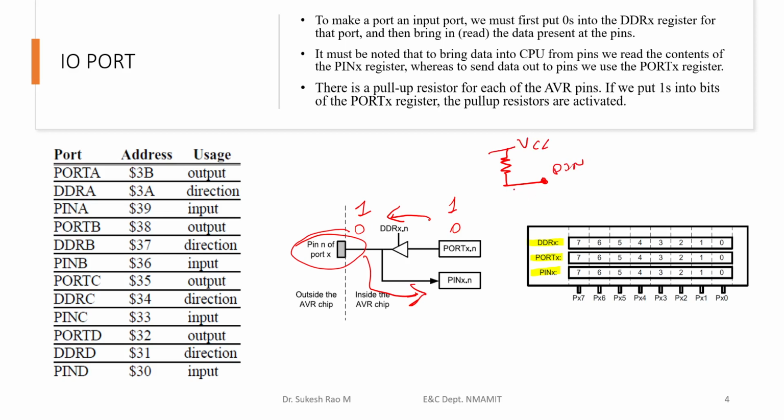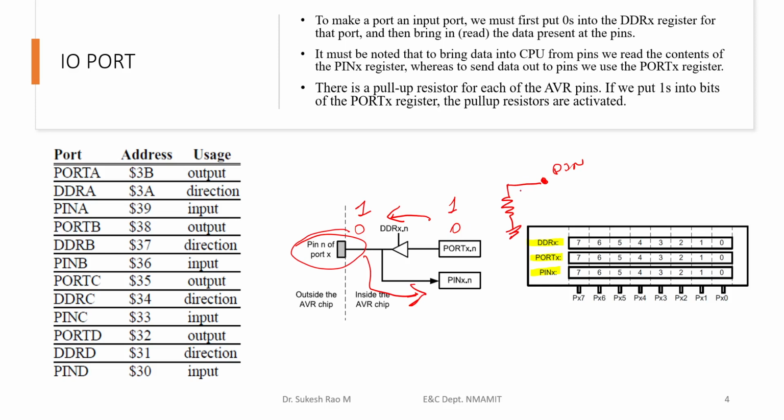Pull down means you connect it to ground, and the VCC connection won't be there at that time. So you are grounding it, this is pull down. Basically, if you make this port register high, then it is pull up. When you make this port register 0, then it's pull down.